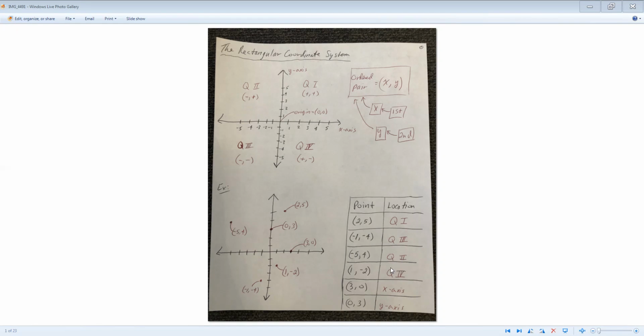For the fourth point, 1, -2. Start at your origin once again, go to the right 1 for +1, then down 2 for -2, and that will be quadrant 4.